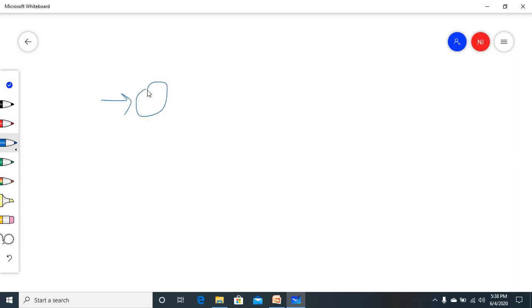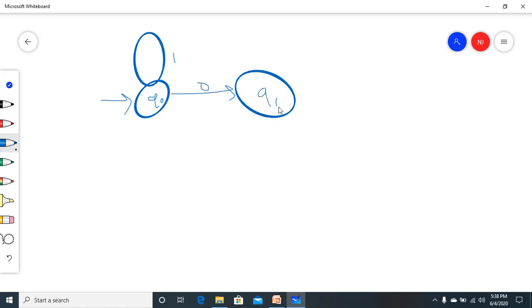So this is our Q0, this is our 0, and this is our QA. Now what do we do for 1? From QA, on 1 we have to move backward to Q0, where we repetitively process 1. And QA is our final state. So this is one computational model, and it recognizes the strings that end with only 0.